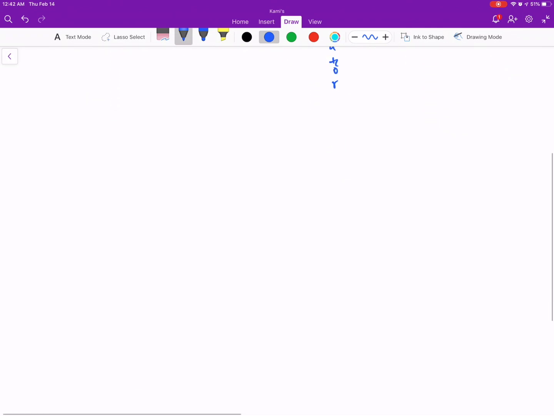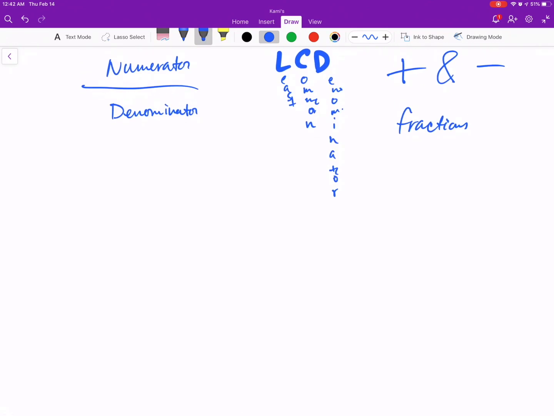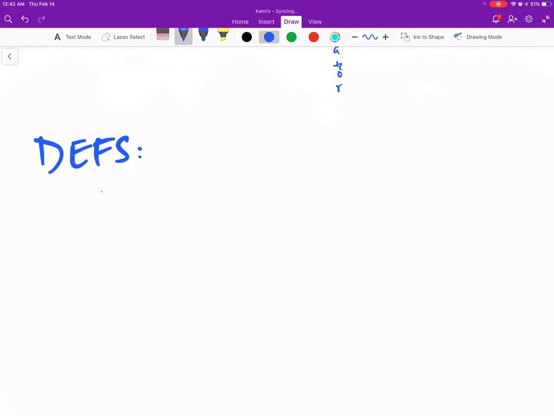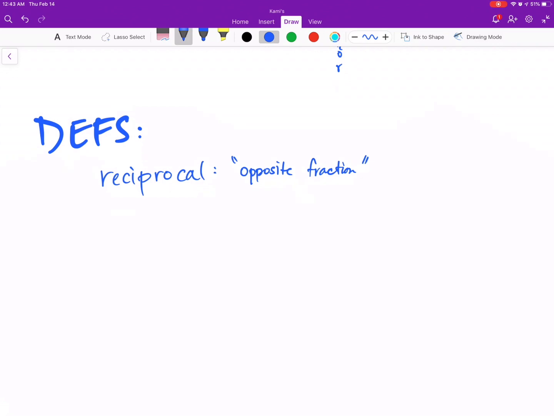This time, we need a different set of definitions. So some defs. What are some defs that we need to know? We need to know reciprocal. I hope I spelled that right. If I didn't, just Google it. Reciprocal is basically the opposite fraction. I'm putting it in quotation marks because these are my words. So, example, if you had 1 over 2, the reciprocal of 1 over 2 is 2 over 1.